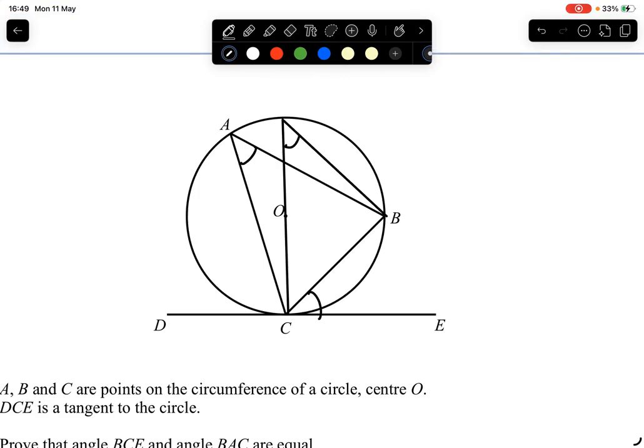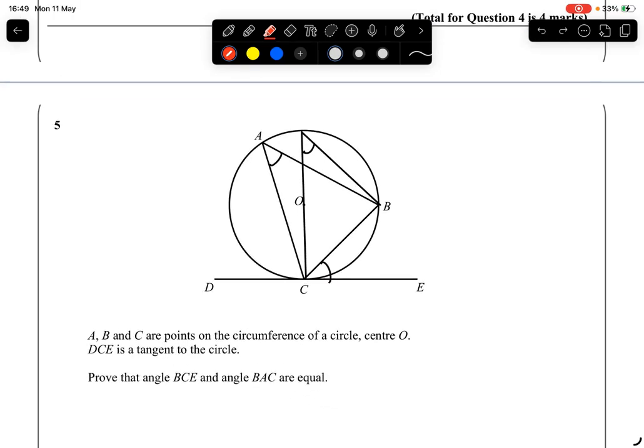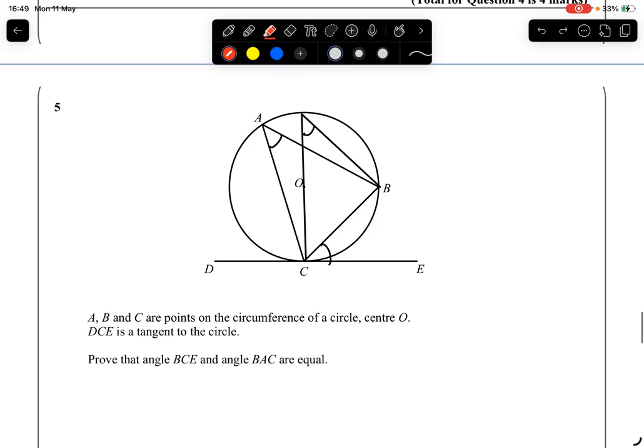So if I can prove that this angle is equal to this angle, then I've done it, because angles in the same segment are equal. We proved that earlier. So let's do this. First of all, I'm going to call BCE x, and then we're going to work from there.